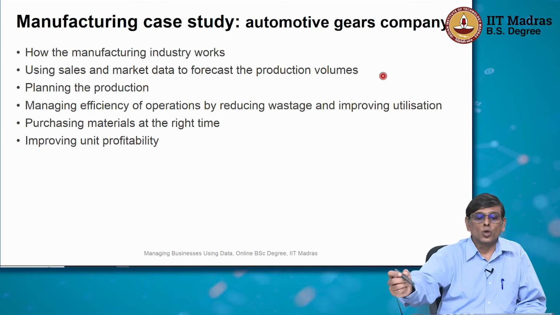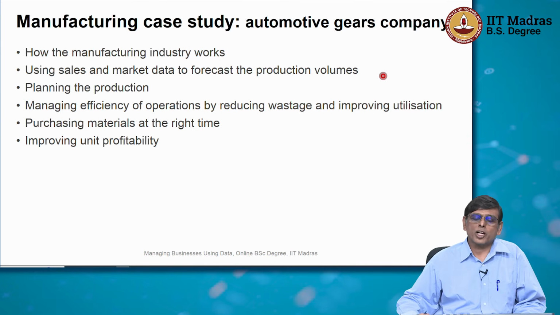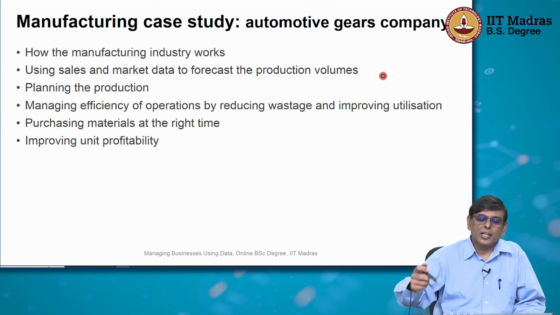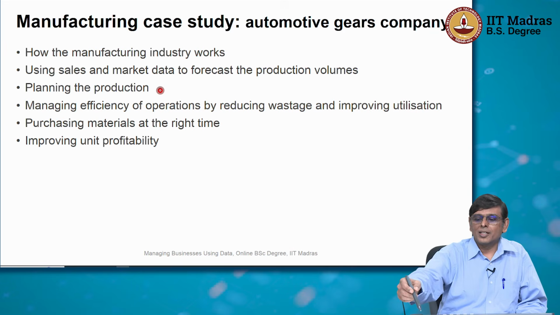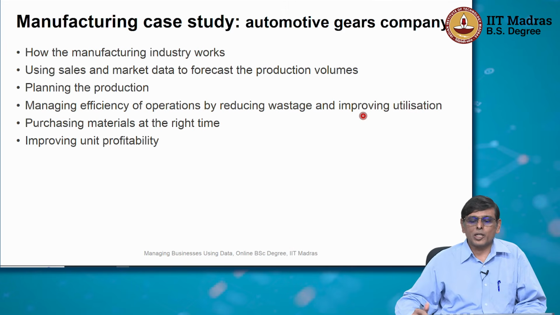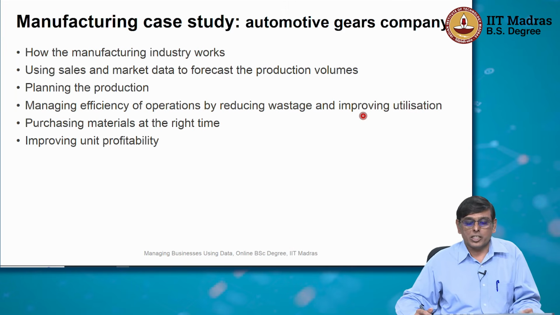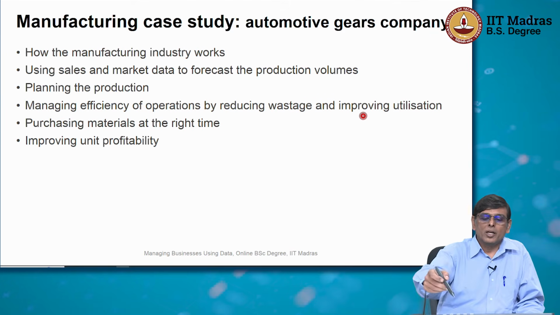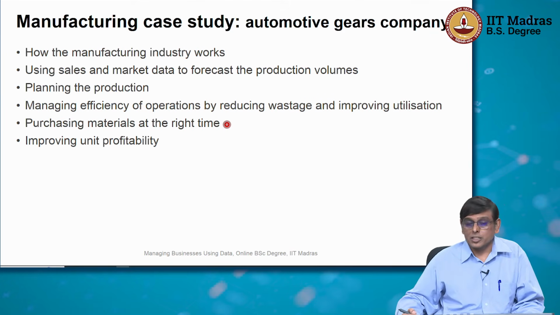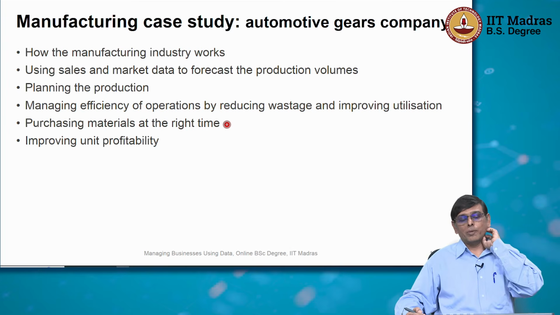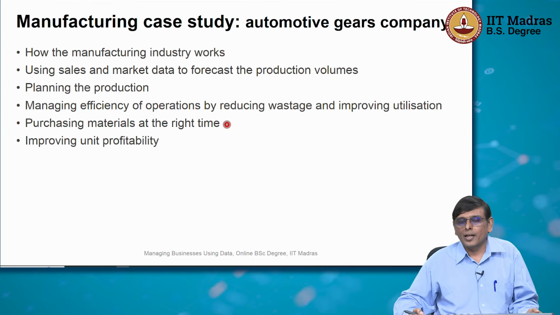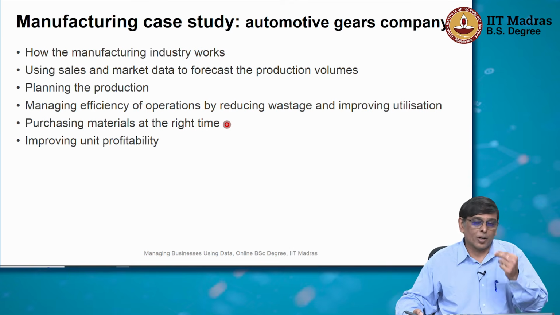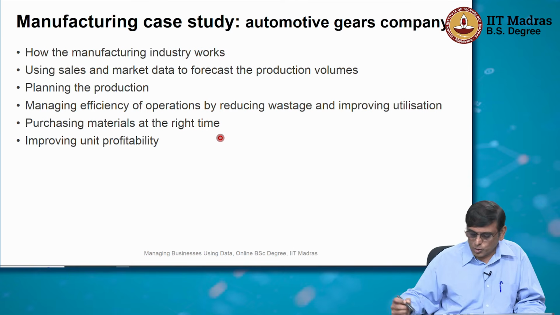We will understand how to make projection of the production volumes that you have to plan for based on the sales and market data. Then we will tell you how to plan the production and how to improve the efficiency of operations by reducing wastage, improving utilization, improving the plant capacity, and so on. And when do you buy materials? Because every manufacturing plant needs to buy materials. If you don't have materials, you cannot produce. And if you buy materials, if your stock of materials runs out too quickly, that also is a problem. If you buy too early, also it's a problem because you have locked up a lot of capital. So buying materials at the right time is very important.